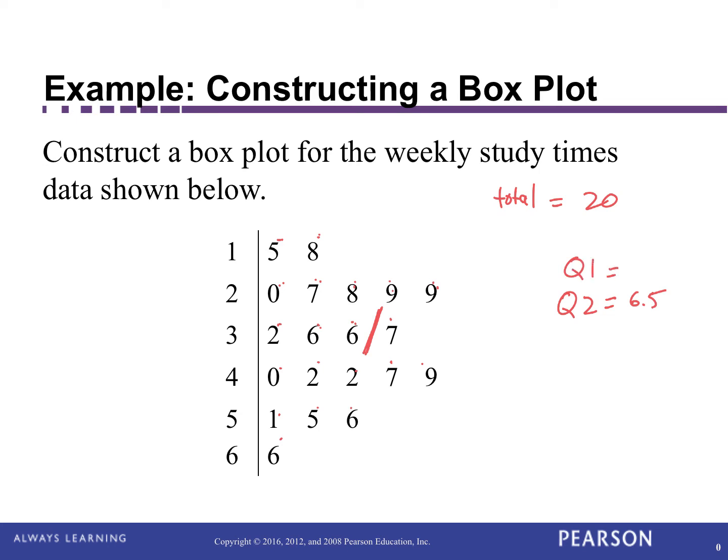So Q1, now we're going to divide those 10 numbers in half, and that'll be between the 5th and the 6th number. So that's 8.5. And Q3 will be between the next 5 and 6 numbers. So 1, 2, 3, 4, 5. So between 7 and 9, which is at 8.